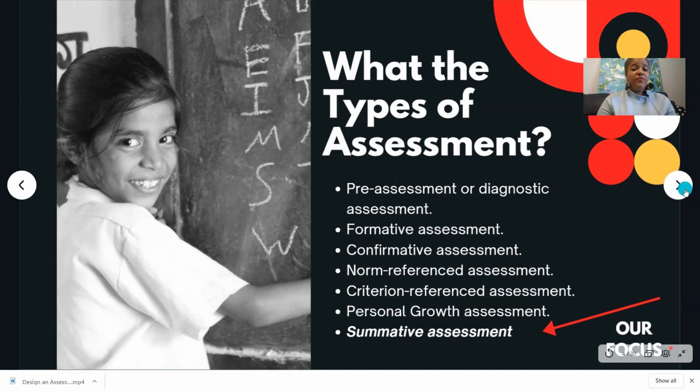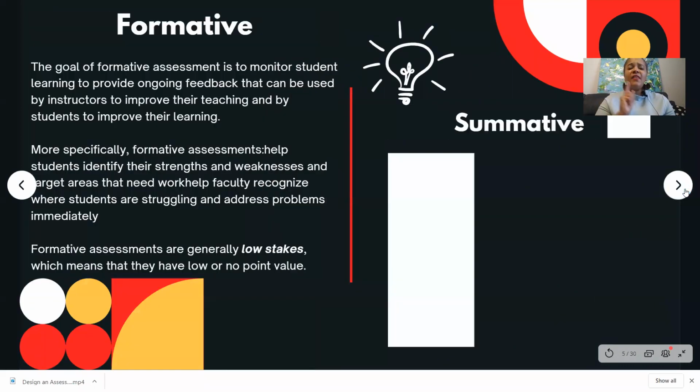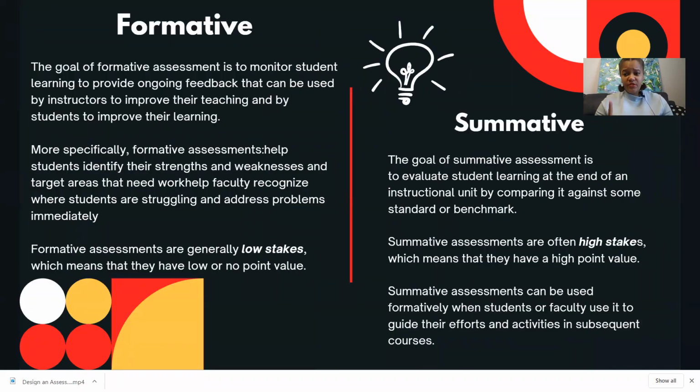However, before we focus on summative, I think we have to break down the differences between what a formative assessment is and what a summative assessment is. I'm actually going to be quiet for a second because I want you to view this slide and look at the words and come up with what's alike and what's different. So I'm coming back in.